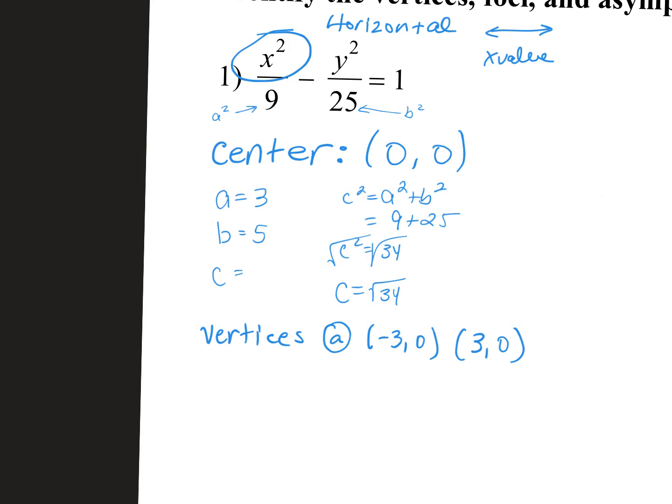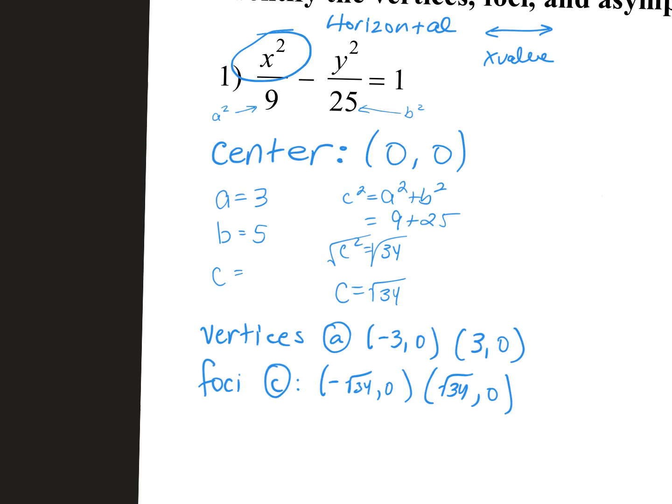No? All right, foci. Foci, I'm going to circle the C value. Our C value is the distance from the center to the foci. So I know here, since I'm moving left and right, it's a horizontal. I'm going to be adding to the x value of our center. So it's going to be at negative square root 34, comma 0, and at positive square root 34, comma 0. Questions? Everybody's okay with that? Yes? Yeah.